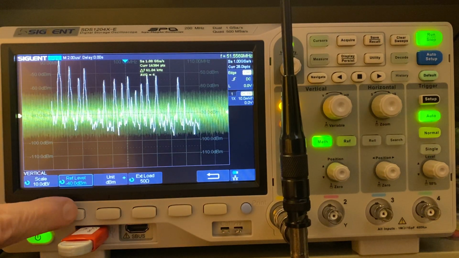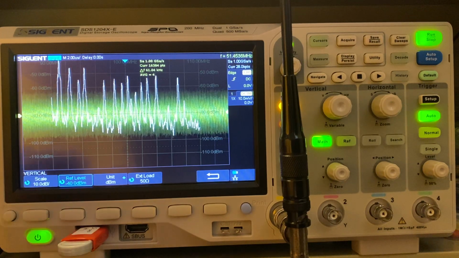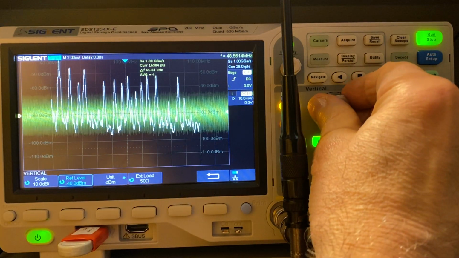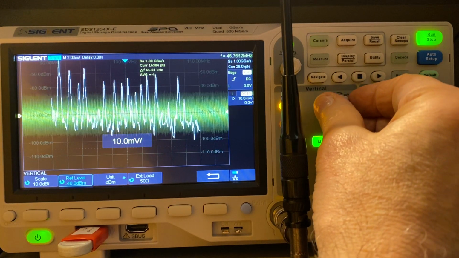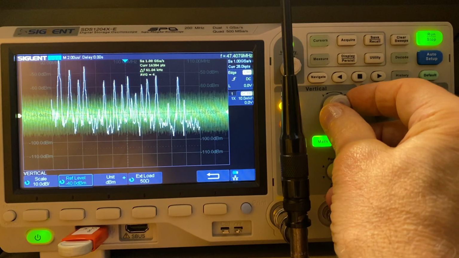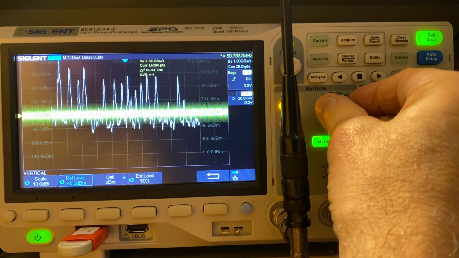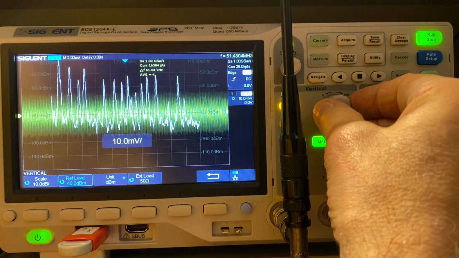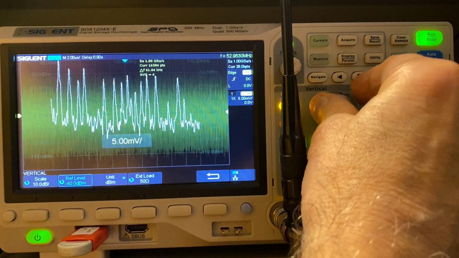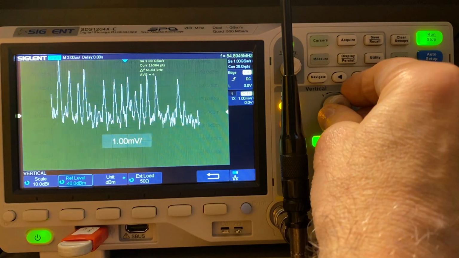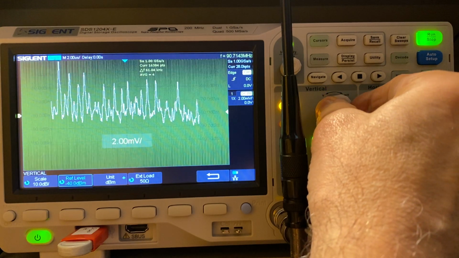Going back to our vertical settings, we can now start to optimize the relationship between the channel gain and the FFT settings. Usually, you want to make sure that you're not overloading the channel. If you do, then the accuracy of the readings comes into question. So obviously this would be too much.